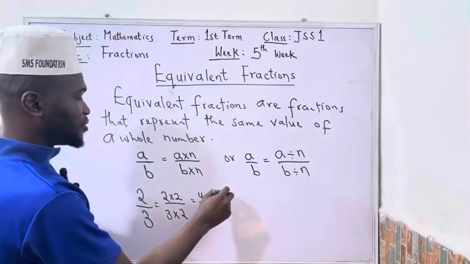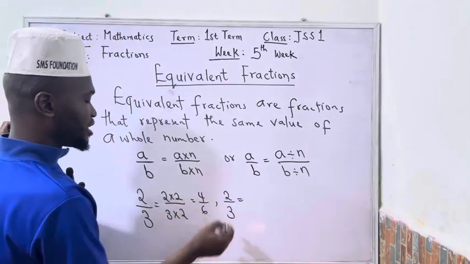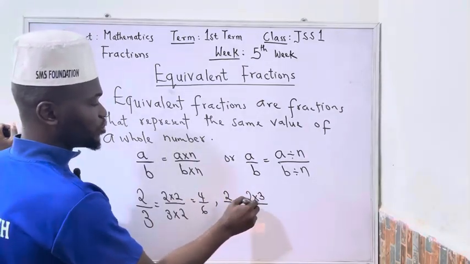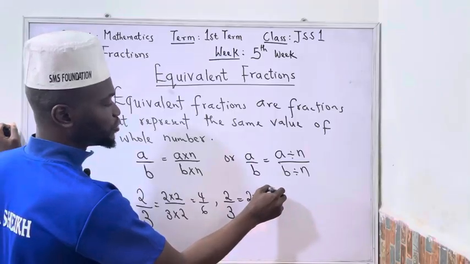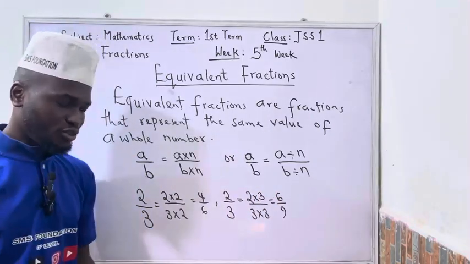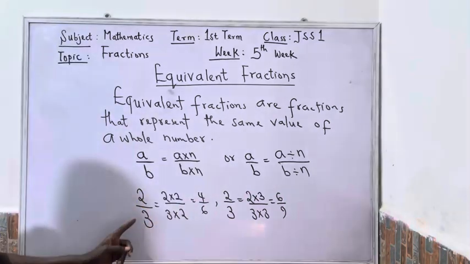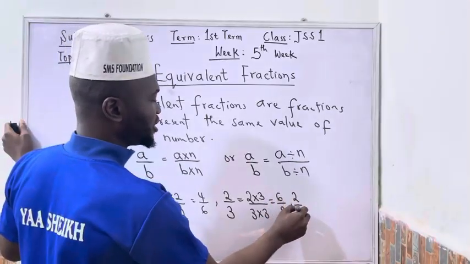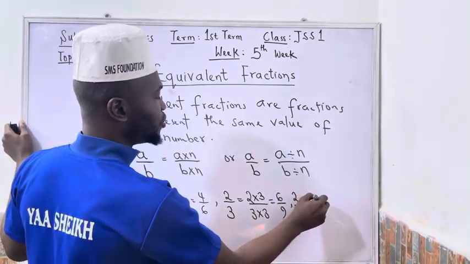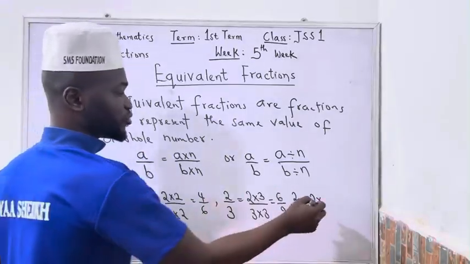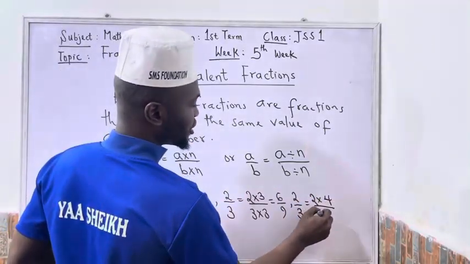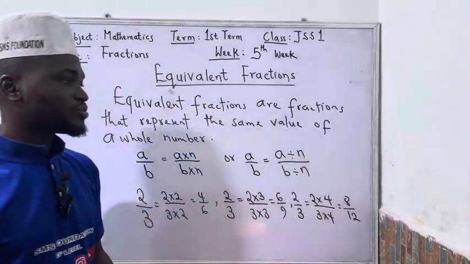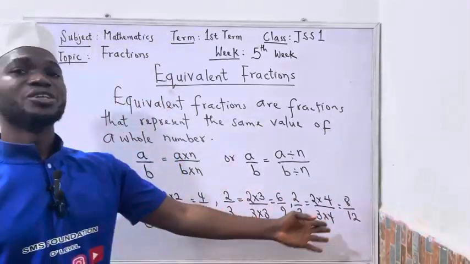Now I can generate another one. If I start with 2/3, I can multiply the top and the bottom by 3. So I will have 2 times 3 over 3 times 3. This will give me 6/9. 6/9 is also equivalent to the 2/3 that I started with. I can still generate more, maybe by multiplying the top and bottom by 4. That means I will have 2 times 4 over 3 times 4. 2 times 4 will give me 8, 3 times 4 will give me 12. Meaning that 8/12 is also another equivalent fraction.